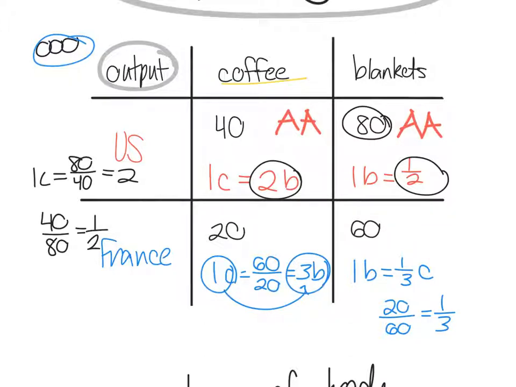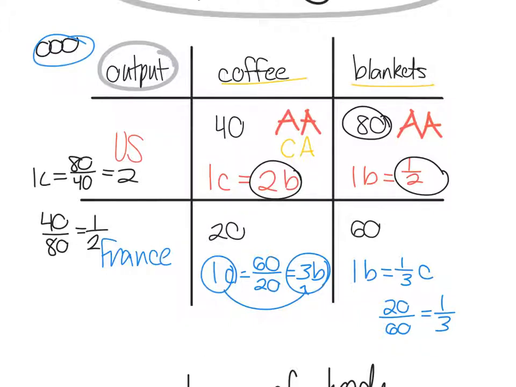So let's start with coffee. If we look at the US, again, for 1 coffee, they're going to be losing 2 blankets. But for France, if they produce 1 coffee, they're actually losing 3 blankets. So since France is going to be losing more, the US has the comparative advantage over France.